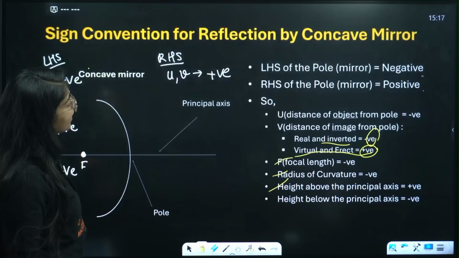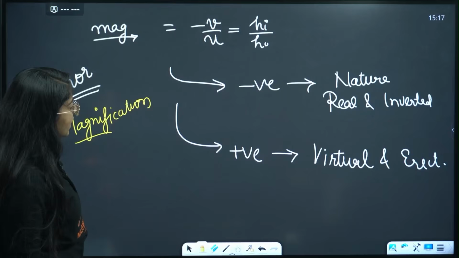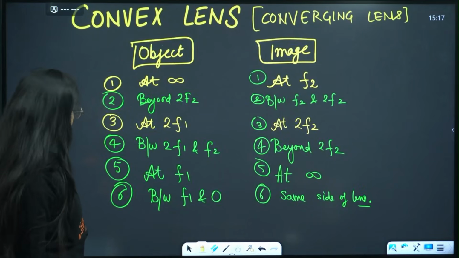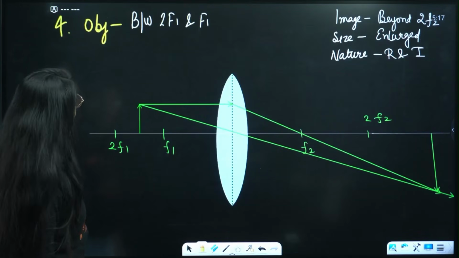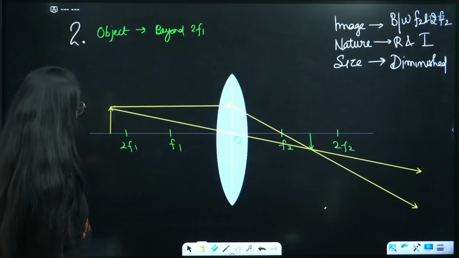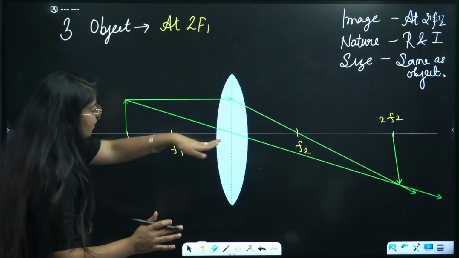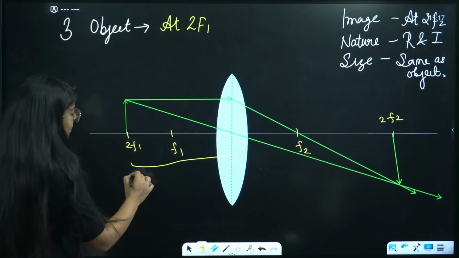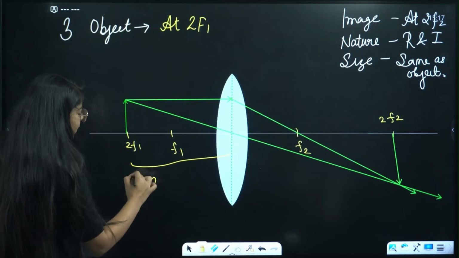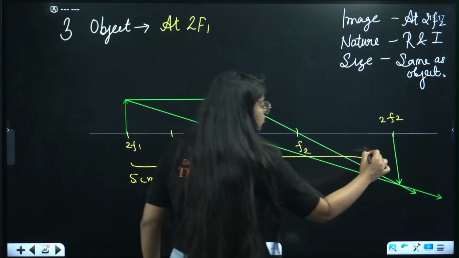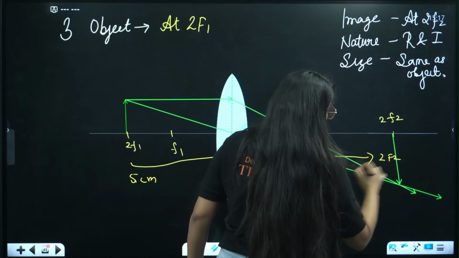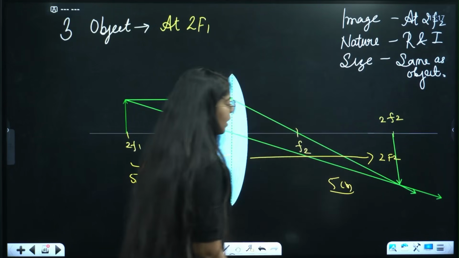And similarly it goes for lenses. See, in the case of the object at C, at F1, right? Now what you do, take your scale from the lens at, let's say, 5 centimeter, and you made your 2F1. So at 5 centimeter you also have to make your 2F2. This should also be 5 centimeter, right?